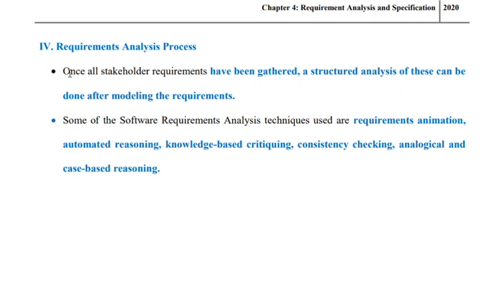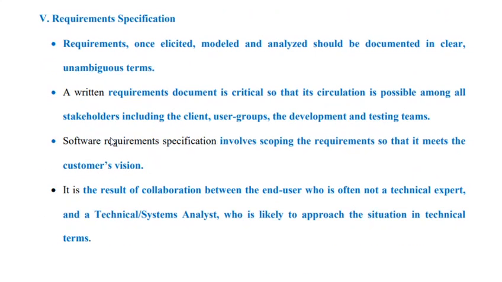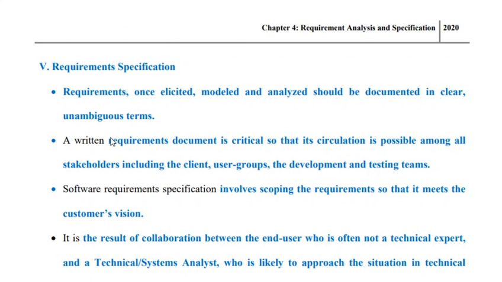So again, I'll repeat it. Once all the stakeholders' requirements have been gathered and identified, what we need to do is carry out a structured analysis of the set of requirements using system models in order to ensure that we understand the system and we identify all potential problems that are associated with the system. This can be done using requirement animation, requirement reasoning, knowledge-based critiquing, consistency checking, analogies, and case-based reasoning. Now, once a detailed structured analysis of the requirements has been done, what we need to do is execute the requirement specification phase.